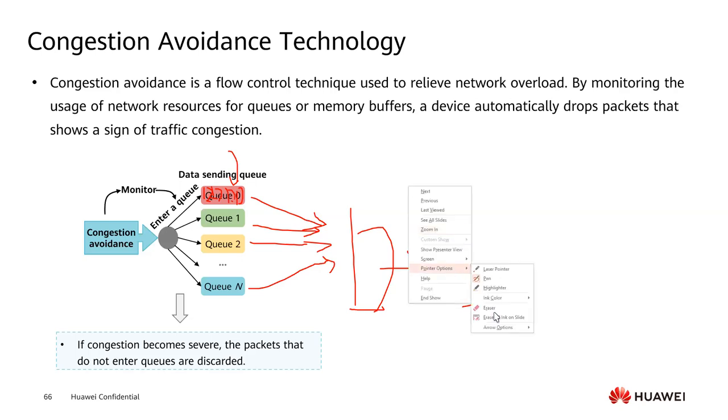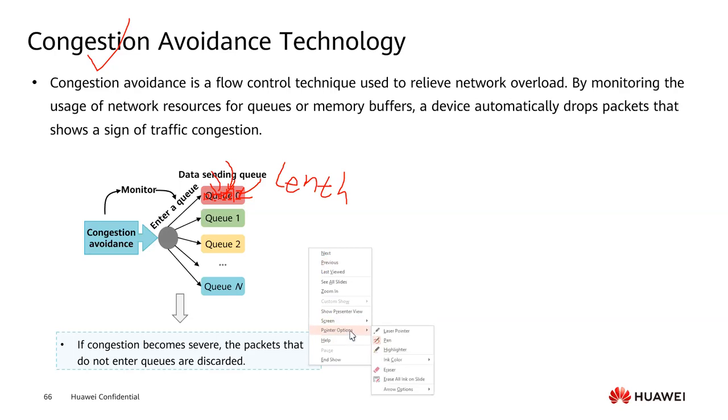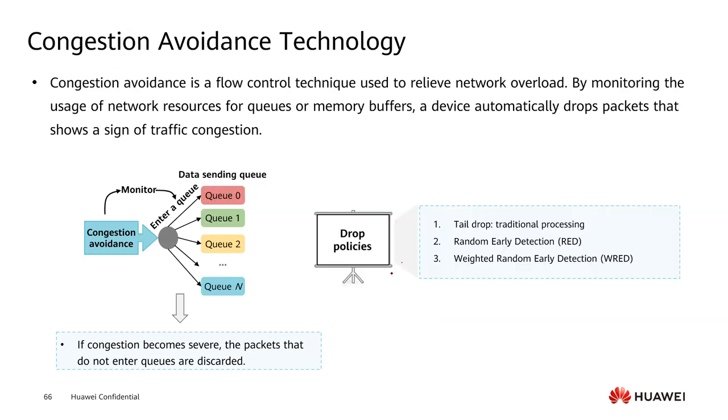Now, if congestion happens, the packets will be waiting in the queue, and the queue has a maximum length. It cannot always accept more packets. So what if the congestion always exists, and the packets are always waiting in the queue, so there are more and more packets in the queue? If this happens, then the packet has nowhere to go, so the packet will be dropped. There is no room in the queue, and the only thing you can do is drop the packet. You cannot wait because there is no place to wait.